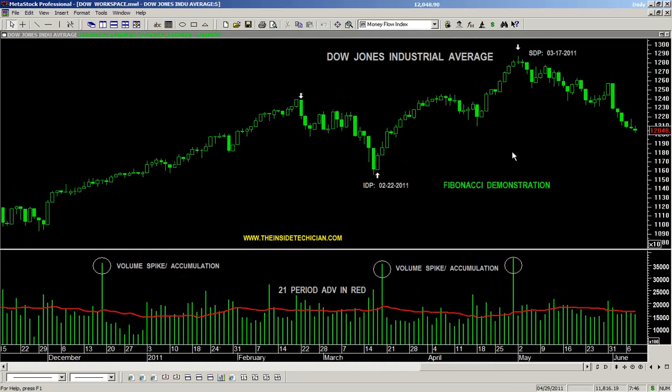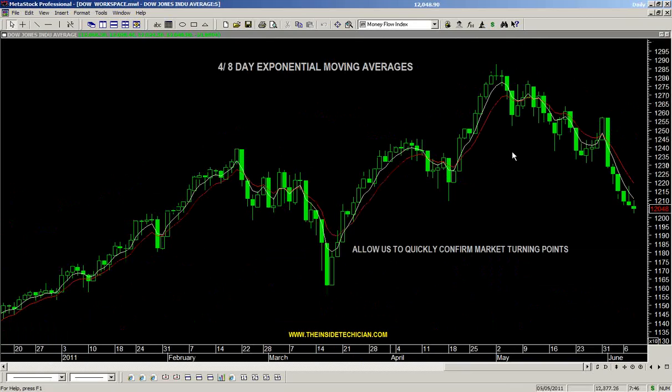I want to take a look at something else here, and I always employ a 4 and 8 day exponential pair of moving averages on the market side, and I use the 3 and 7 day on the stock side. And this is for good reason, because we need to be able to confirm what those indicators have told us at these critical market turning points. Do we again have what we think we have? Do we have the confirmation that these moving averages have crossed, in this case from above to below, in this case from below to above, and in this case from below to above, and in this case from above to below?